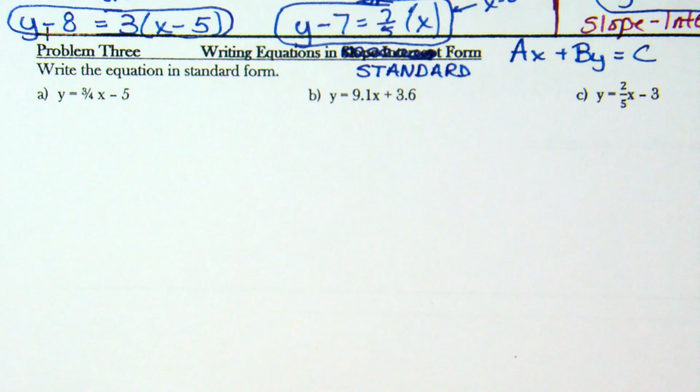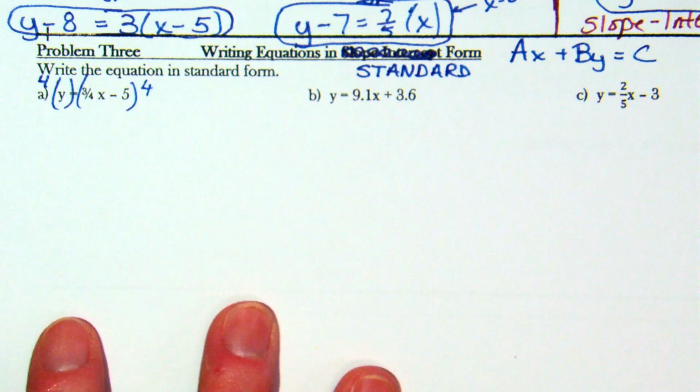So I'm going to write it out for a moment. We're going to have 4 times y, and we're also going to have to do 4 times 3/4 x minus 5. Now, what is 4 times y going to be? 4y. That's the easy part, right? On the right, what do I have to do with that 4? We're going to have to distribute.